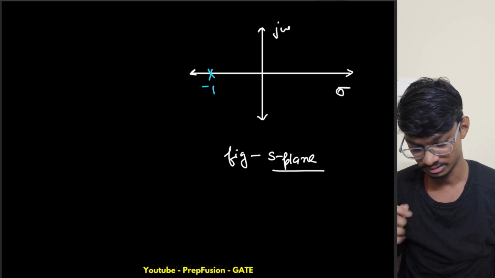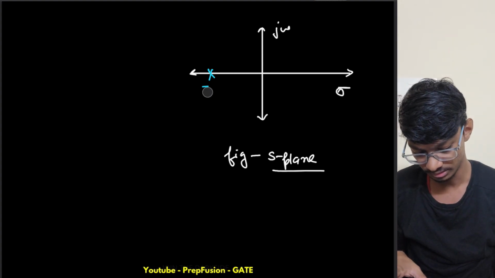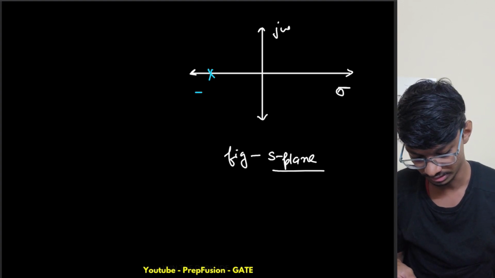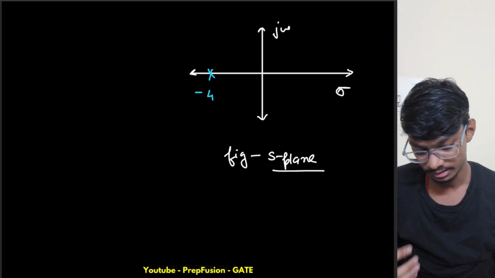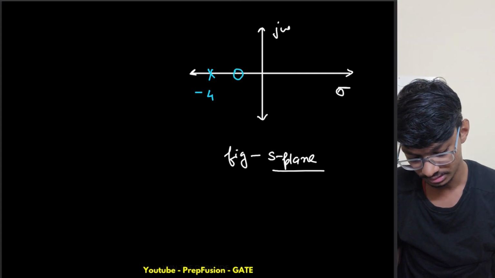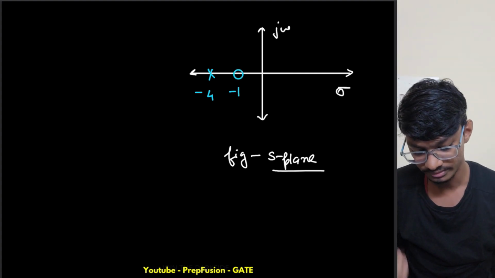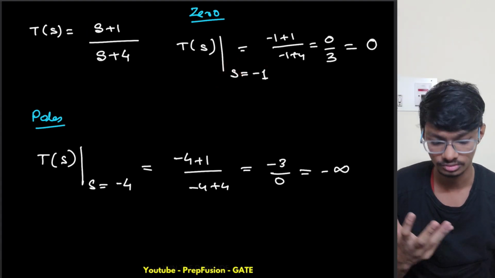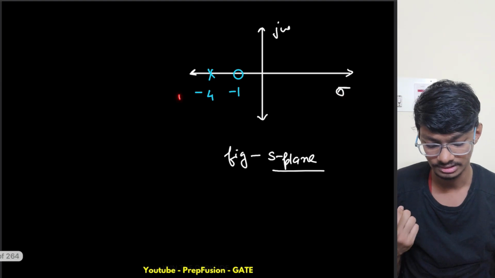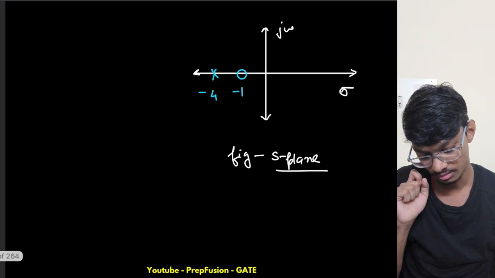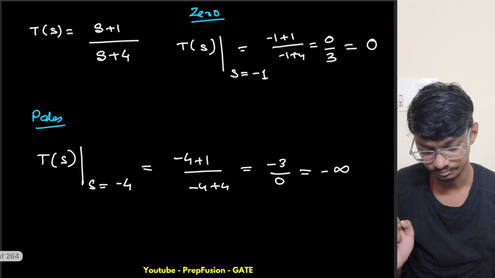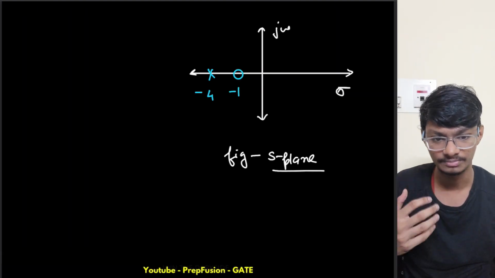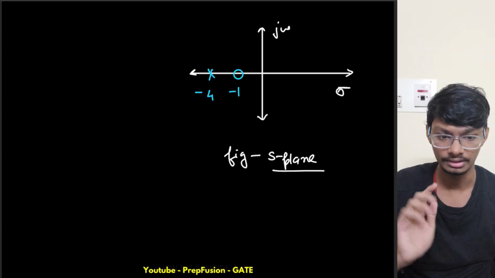So what I was saying here: this is not the zero, this is the pole. We represent a pole with a cross sign, and a zero we represent with a circle. We have a zero at s equals minus 1, which is real, so it will lie on the sigma axis. And at s equals minus 4, we have a pole. This is how we draw the s plane, the sigma j omega plane, for a transfer function.